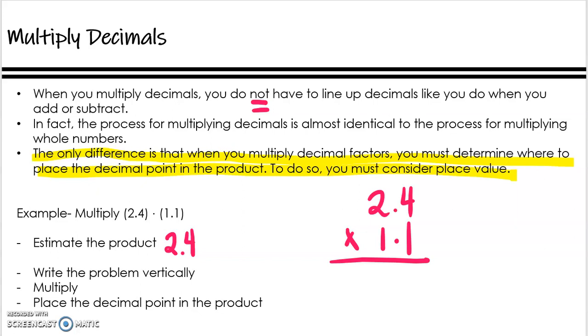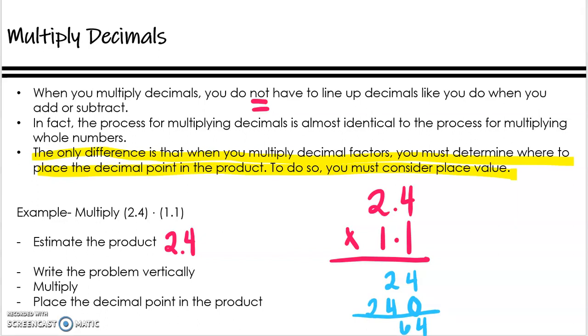We're going to do 1 times 4 is 4. 1 times 2 is 2. Put a placeholder because we're scooting over. 1 times 4. 1 times 2. When I add, I get a 4, a 6, and a 2. Now, in the problem, there's one decimal to the left, another decimal to the left. That means in my answer, I have 2 spaces I have to go for my decimal. So my final answer is 2.64.